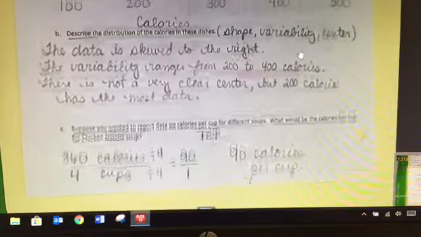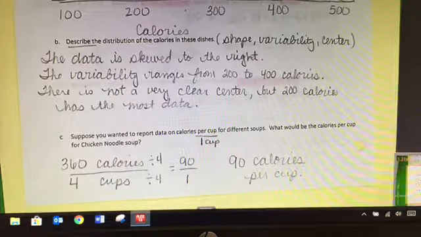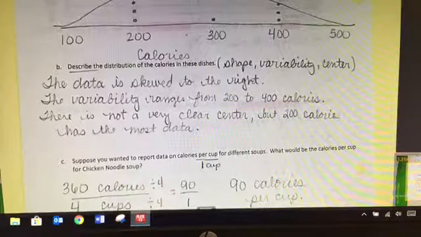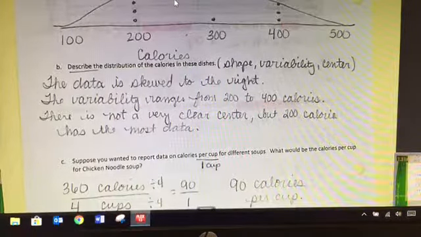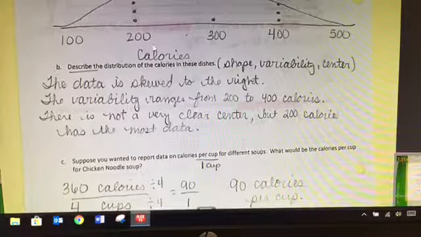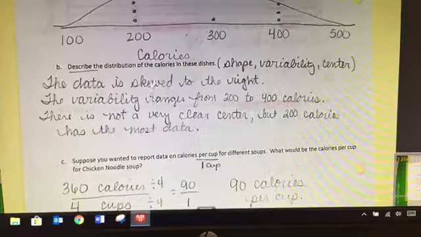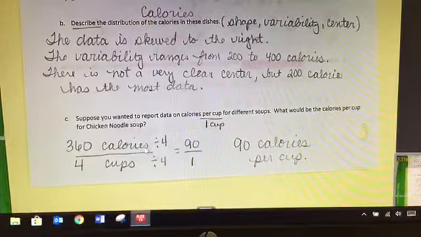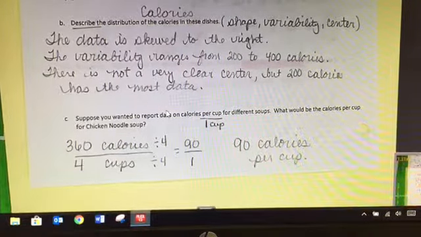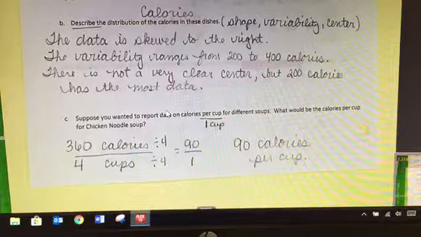But B is based on the shape of your dot plot. So did you use the rounded numbers in your dot plot? Yes. So then you would be answering based off of the dot plot, where this is not based off of the dot plot. Okay? Any other questions on that?